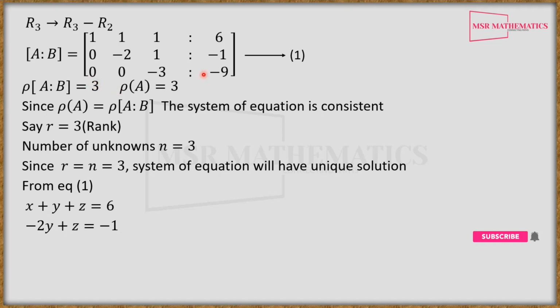In a similar way, for the third row, the x coefficient is 0, the y coefficient is 0, and the z coefficient is minus 3, which is equal to minus 9. We can write the linear equation as minus 3z is equal to minus 9. So with the help of these 3 equations, we have to find the values of x, y, z. That's the procedure. Here the last equation is minus 3z is equal to minus 9, which implies, on solving, we get a z value as 3.